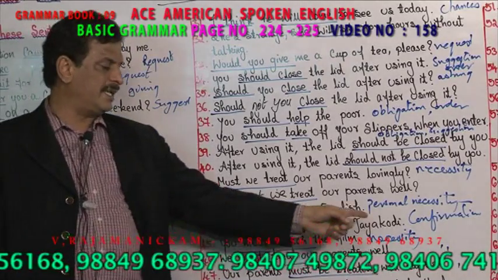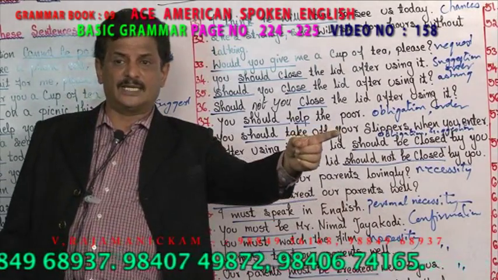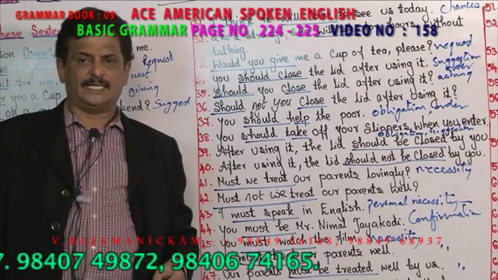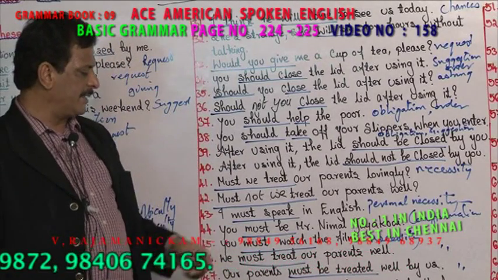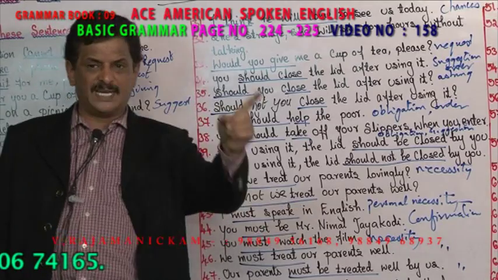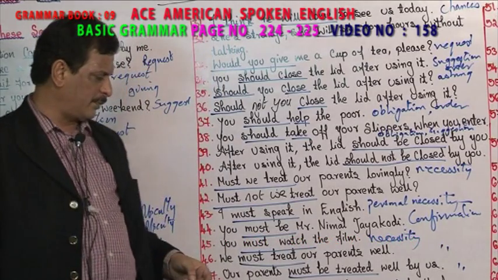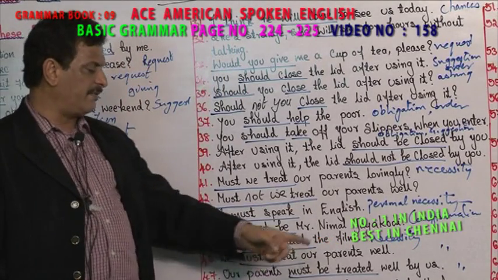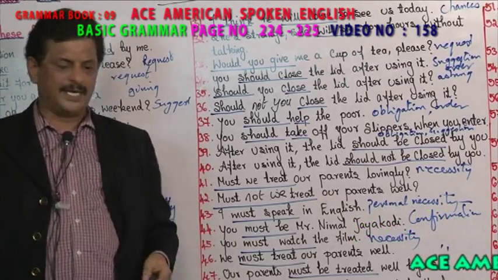You must be Mr. Nimal Jayakodi, நீங்கள் நிமல் ஜெயக்கொடியாக இருக்கலாம். Confirmation-க்கு, doubt-ஆக இருக்கிறது, confirmation-க்கு நீங்கள் must use பண்ணுறீங்க. You must watch the film, necessity, நீங்கள் கண்டிப்பாக அந்த படத்தை பார்க்க வேண்டும். We must treat our parents well, இதுவும் personal obligation.